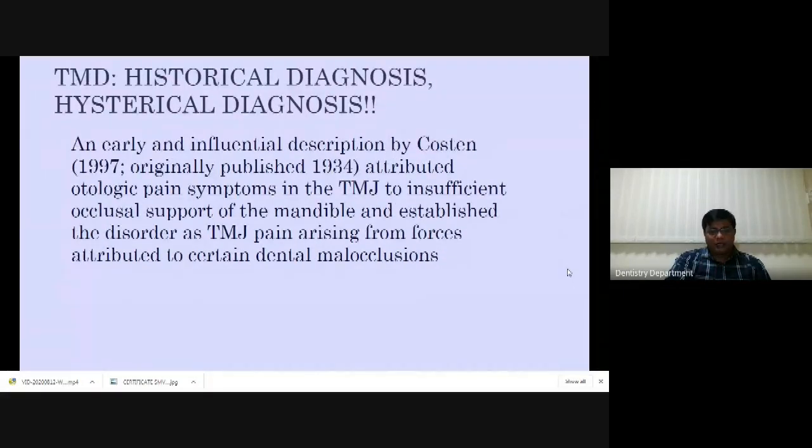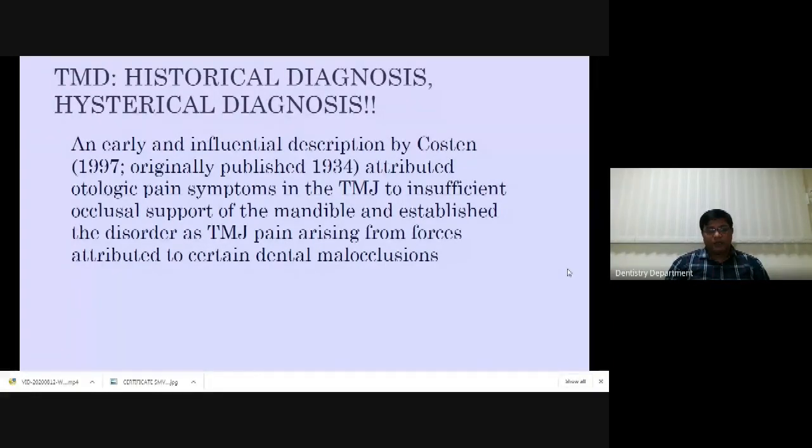And Costen, he was an ENT surgeon. He attributed otologic pain symptoms, any ear symptoms, mainly to the TMJ. They call that Costen syndrome itself, which is totally outdated now, because ear symptoms are very rarely caused by the TMJ. One reason they used to cite was the Pinto's ligament, but there is no substantial evidence for that. And still we used to get a lot of patients from ENT surgeons.